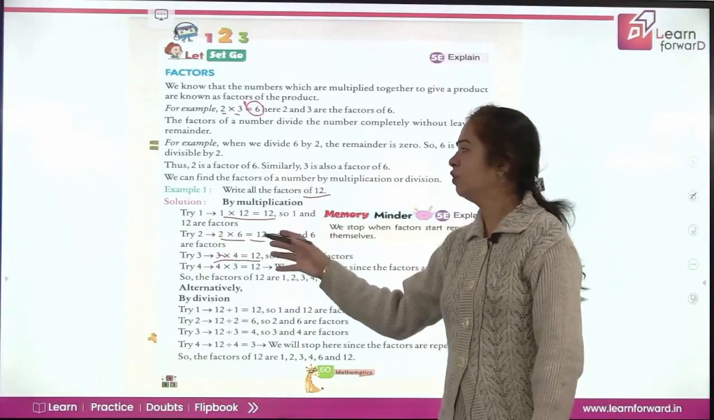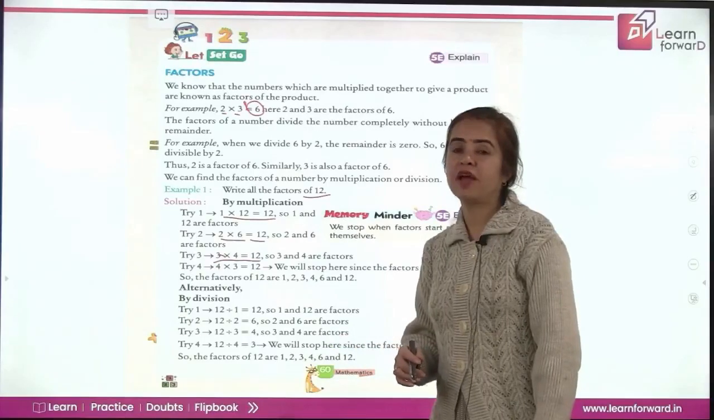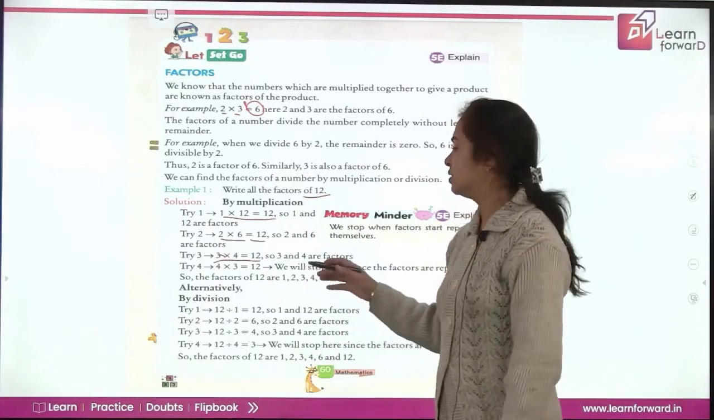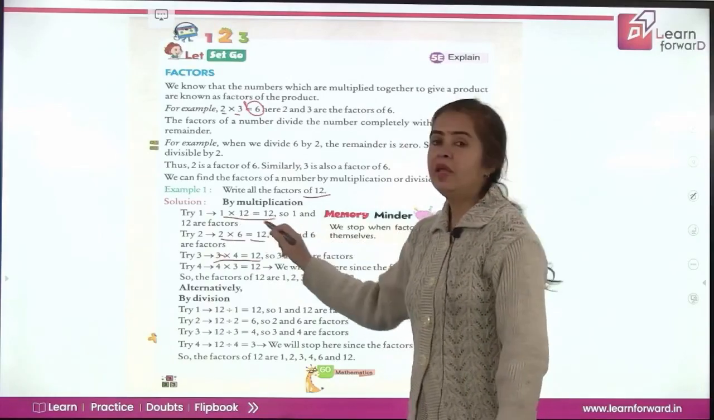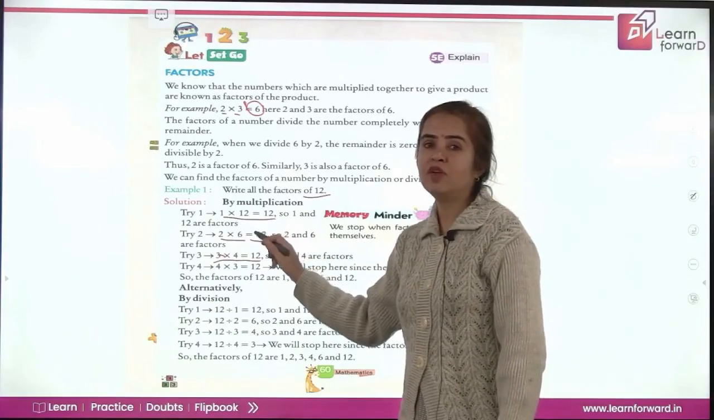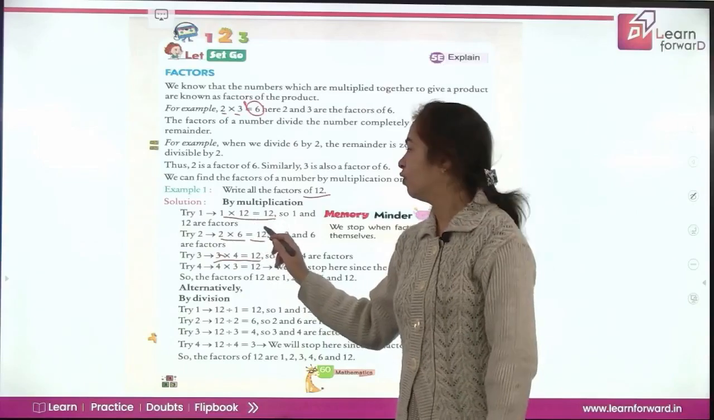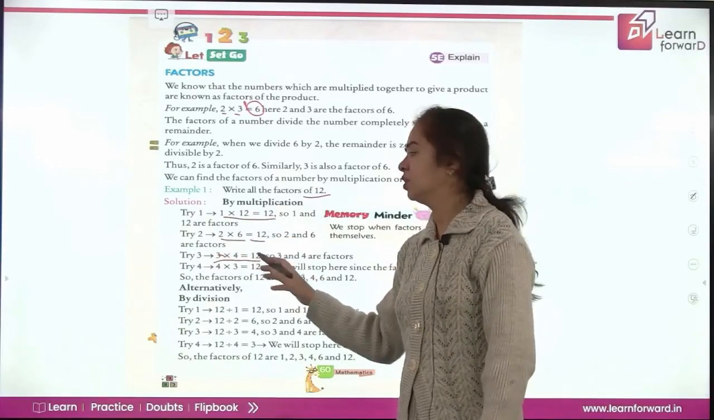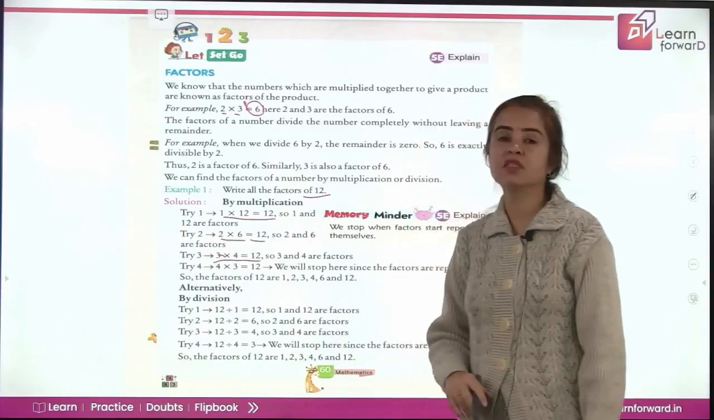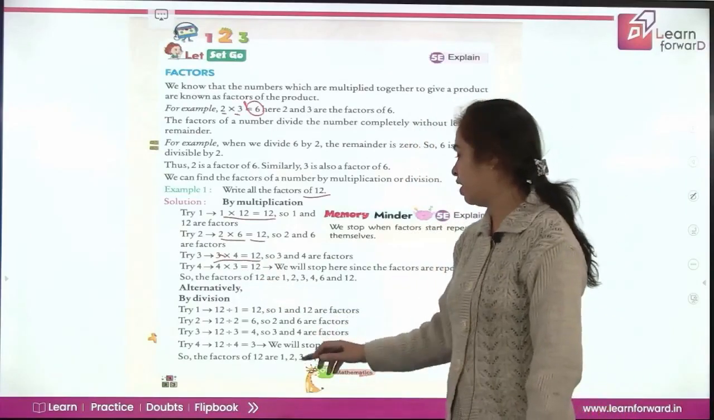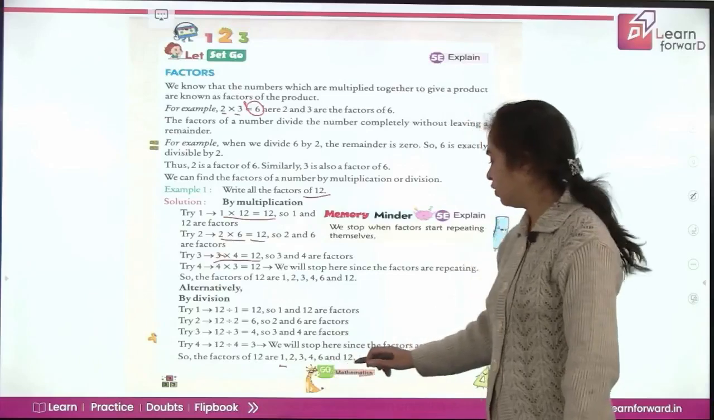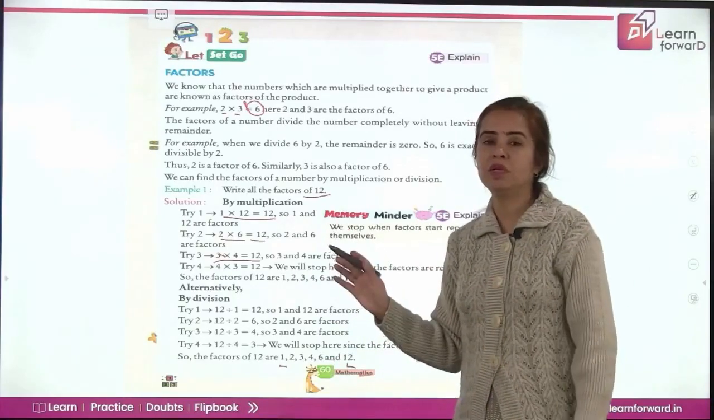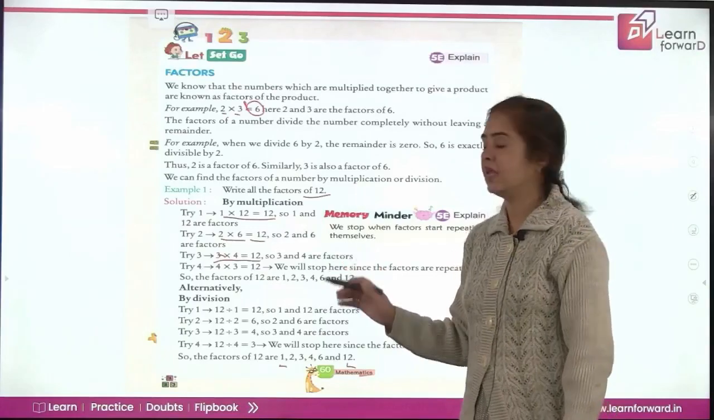Now out of these 3 multiplication facts, we will get all the factors of 12. How? We can list them. From here, which are the 2 factors of 12? 1 and 12. From the second one, 2 and 6 are the factors, and from the third one, 3 and 4 are the factors. So the factors of 12 are 1, with 1 you have 12. If you write in this way, all the factors will be listed and you will not miss any of them.